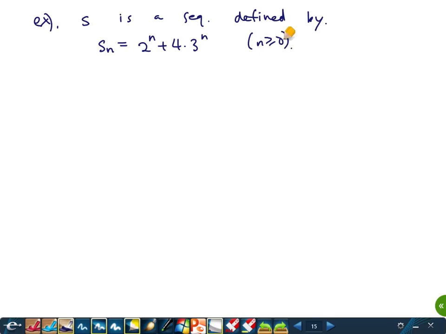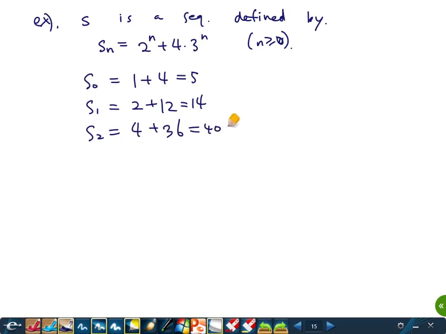So S_n begins with n = 0. So we have S0, S1, S2, etc. What is S0? You just substitute n equals 0. So it's 1 plus 4 equals 5. S1 is 2 plus 12 equals 14. S2 equals 4 plus 4 times 9, which is 36, so 40, etc. In this way, you can compute the ith element in your sequence.